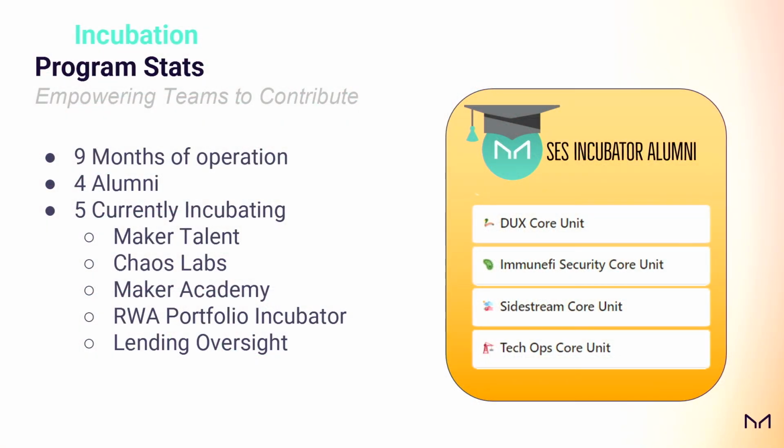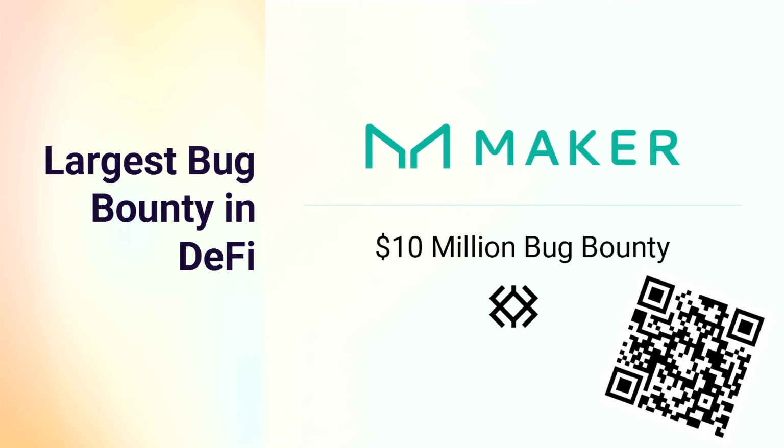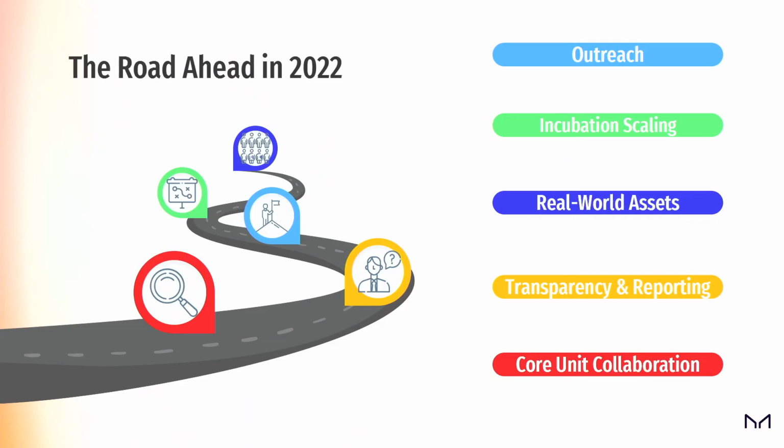We also have 5 teams currently incubating. One of them is up for a vote this current cycle, which is Maker Talent, meaning that in the next couple weeks, we could have our 22nd core unit being added to the DAO. So again, touching on Immunify, I wanted to do a quick plug for their core unit. They recently just launched the largest bug bounty in DeFi, a $10 million bug bounty for Maker. Please feel free to scan your QR code or Google a little bit later to see how you can participate.